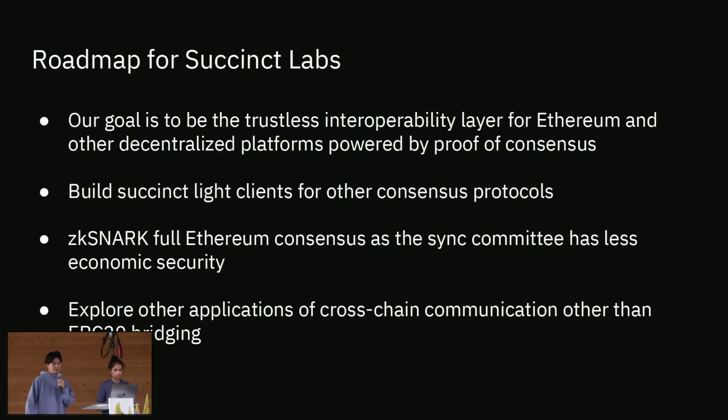In terms of our future roadmap, we want to become a trust minimized and decentralized interoperability layer for Ethereum and other decentralized blockchains. In the short term, we're actively working on building what we're calling succinct light clients for other consensus protocols. And we also want to start working on moving away from the sync committee, which only has a security of 500 total validators, and work towards a world where we can verify all 400,000.